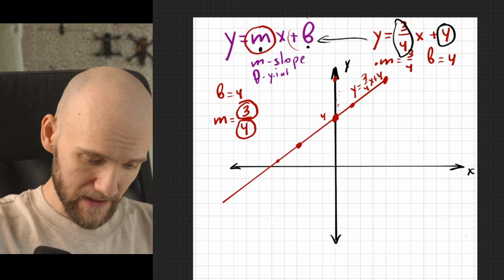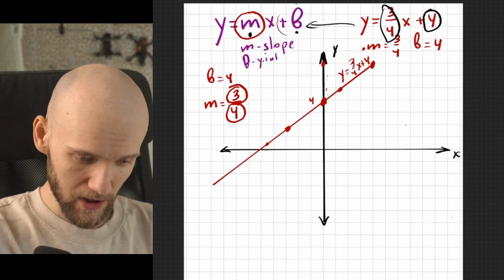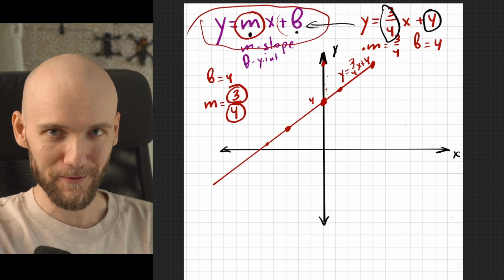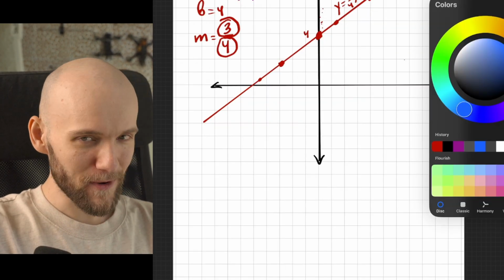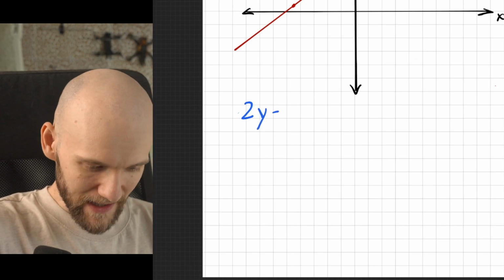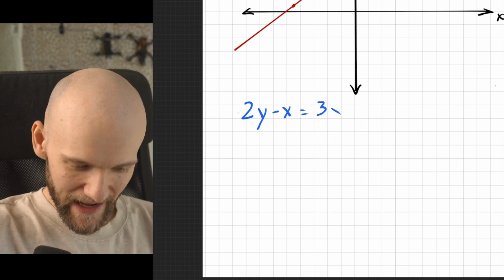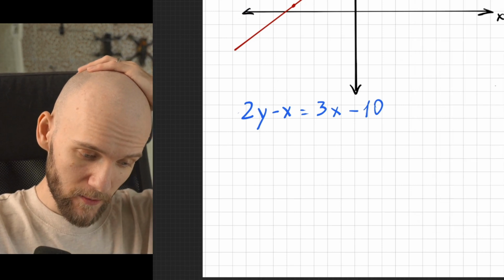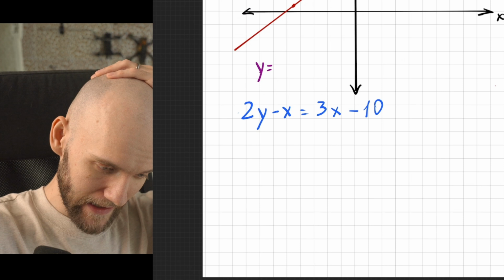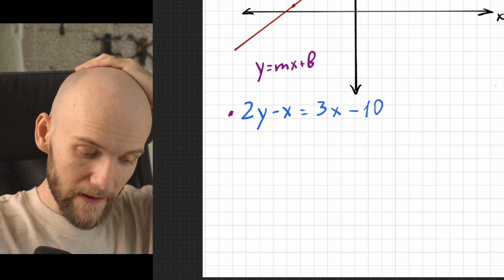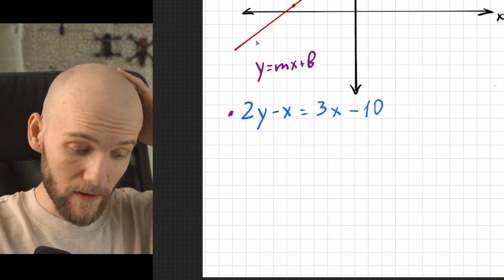Now, it was a very simple example because our initial equation looked exactly like the form that we want it to be in, which is our slope-intercept form. It will not always be so simple, so most likely you will encounter something like this. 2y minus x equals 3x minus 10. Well, this form looks nothing like the form we want to see it in, which is y equals mx plus b. That's why we need to modify this equation so that it looks like our formula.